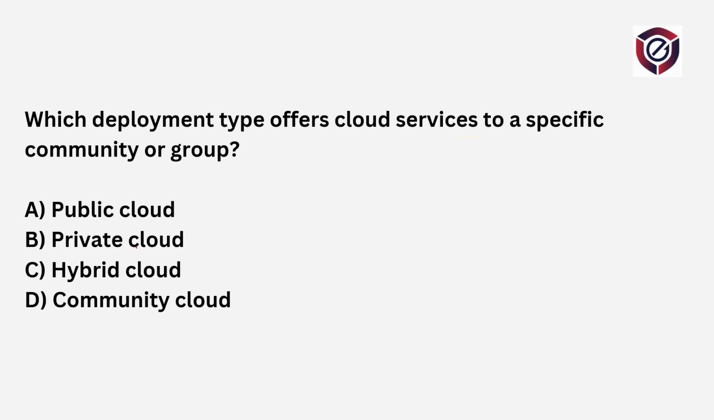Which deployment type offers cloud services to a specific community or a group? Whenever the term community comes in a question, it is related to the community cloud. We are providing cloud services to a particular community, such as the Google developers community or any other community located in any geographical location. So here we will be using the community cloud. The question itself contains the answer: it is providing cloud services to a specific community.